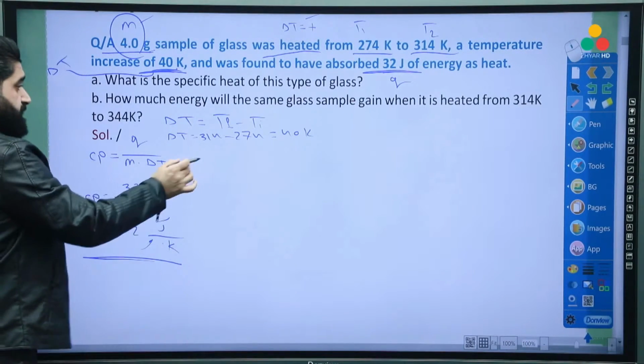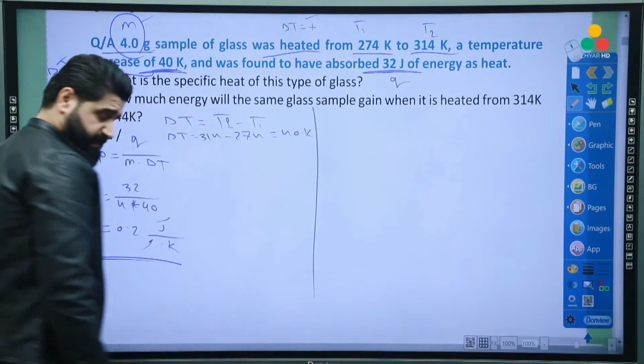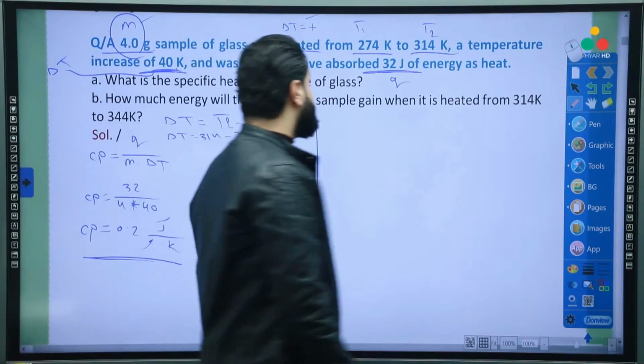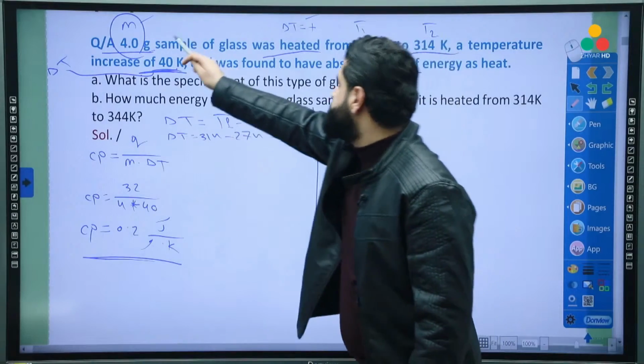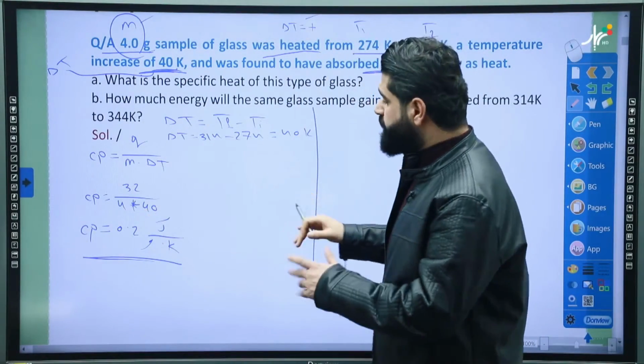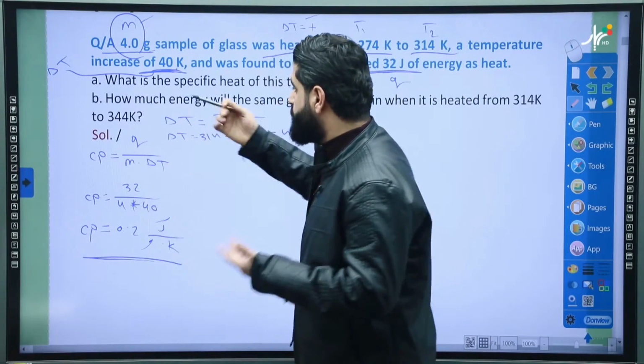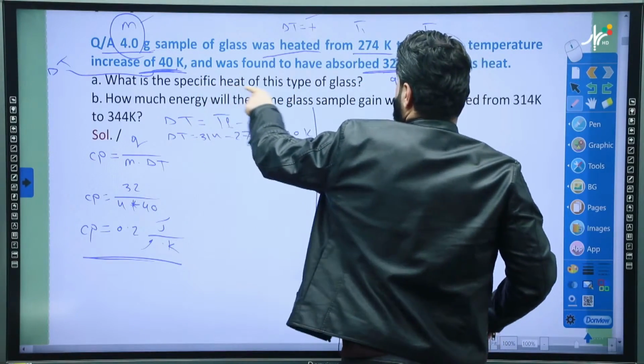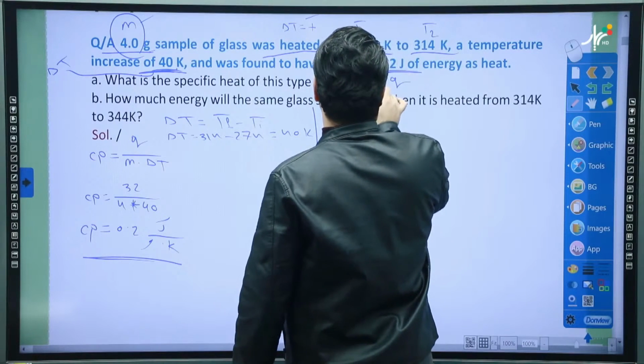Okay, mister, but I don't know why we did that. Well, as I told you, just follow my recommendation. If you see M, delta T, and Q, immediately get the value of CP. Then you can use this value for the unknown. Look, what's the specific heat of this type of glass? It means CP.